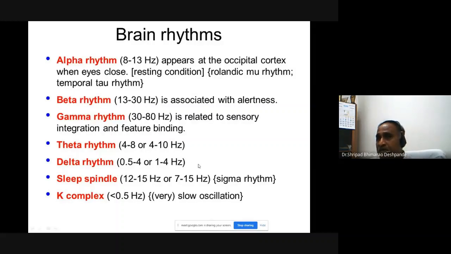Delta rhythm is sleep. Now what happens, sometimes this theta rhythm comes in spindles. The slow waves come in a spindle, what is called a sleep spindle, and this forms the complex. They are 0.5 hertz. This is a kappa complex or a K complex. So these two things I will talk about when I talk about sleep in the next class. But anyway, these are some of the brain rhythms we have to think about.